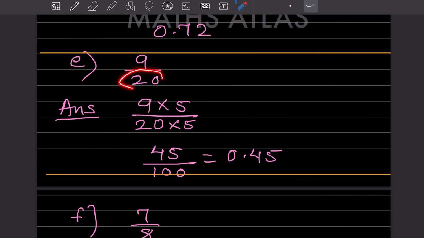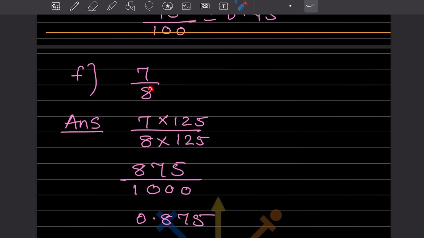Now again here 20, 25 is 100. So the numerator also should be multiplied by 5. So 9 times 5 is 45 by 100. 45 by 100 means there are 2 zeros over here. Go backwards. So it is going to be 0.45.